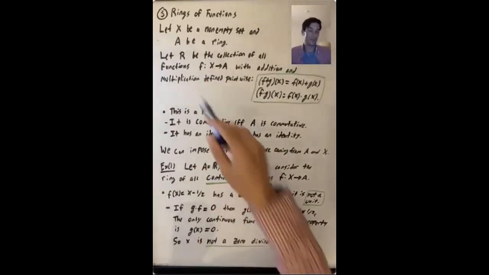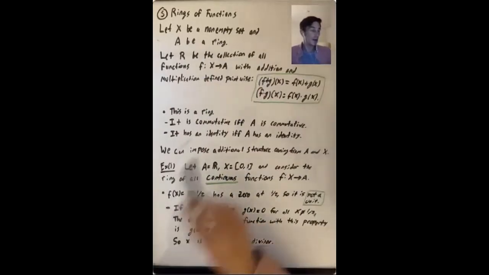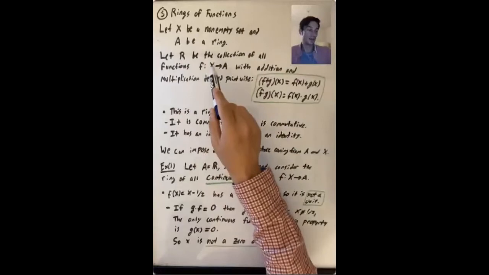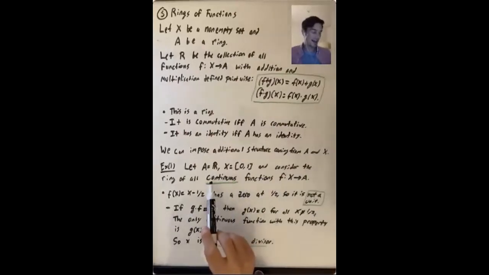This setup is so general that there's not much that we can really say about it. But if you impose additional structure coming from X and A, you can get a lot of interesting examples. Just to start with one, let's say that A is R and X is the interval from 0 to 1. And let's not consider all of the functions from 0,1 to R, but the ring of all continuous functions f from the interval 0,1 to R. You can check that this actually is a ring.